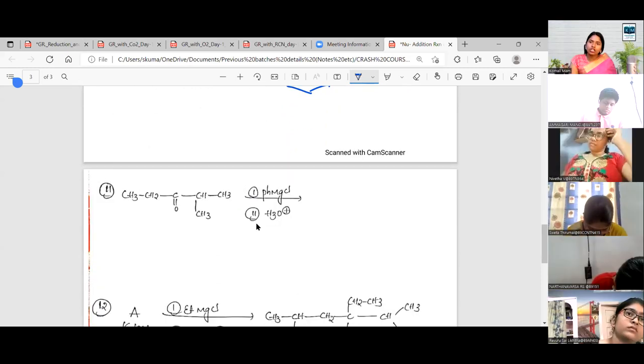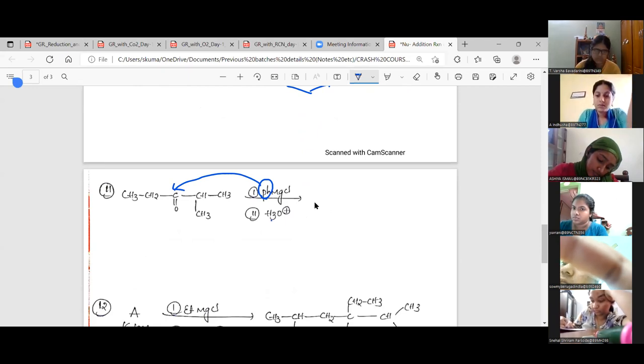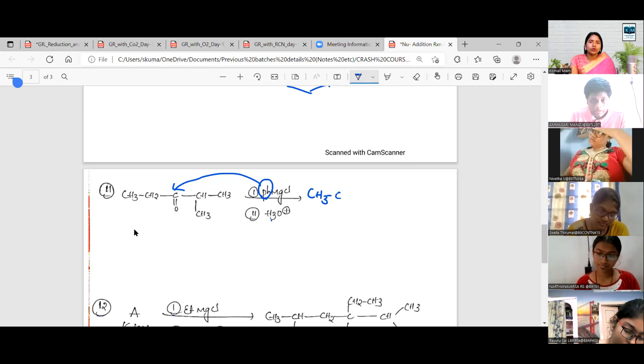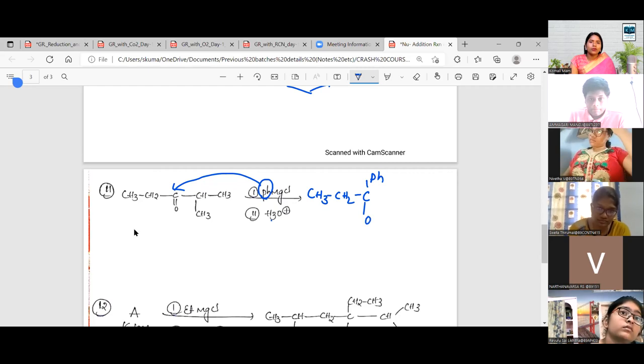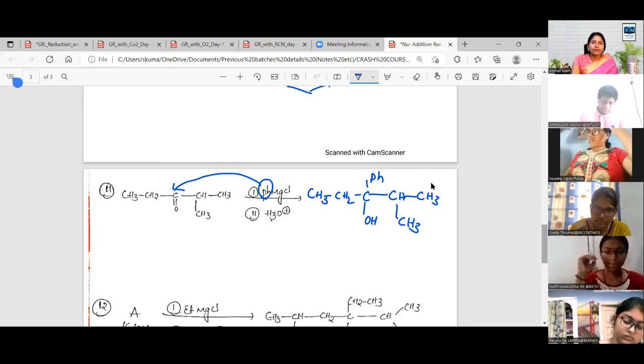By seeing this big structure, you will worry. No, you see the Grignard reagent. Ma'am, very easy, ma'am. In that Grignard reagent, the R part goes and attacks carbon, and H plus goes and attacks oxygen. So write the product you will be getting. CH3, CH2, C, here the phenyl will come, here OH will come, then CH, CH3, here also CH3. Got the clarity? Is it clear?